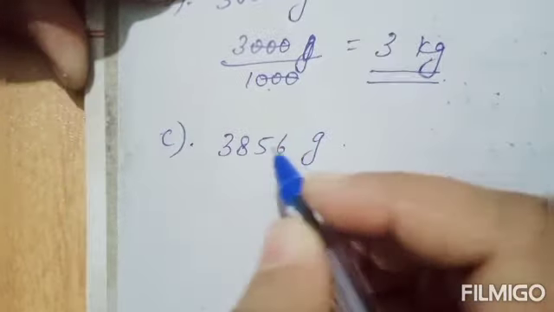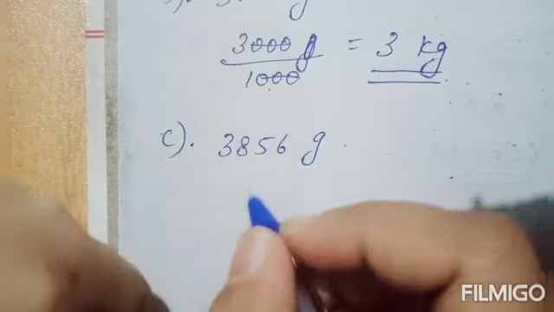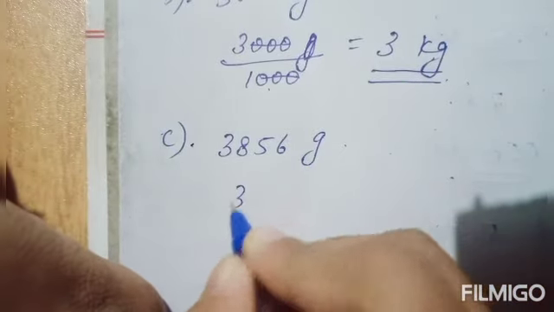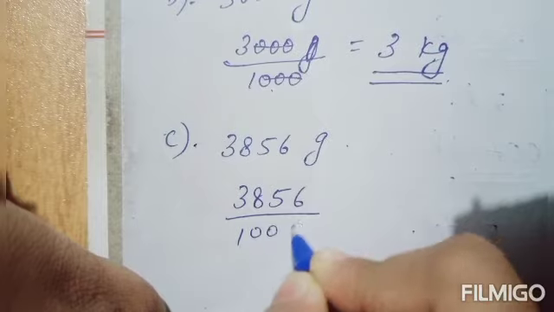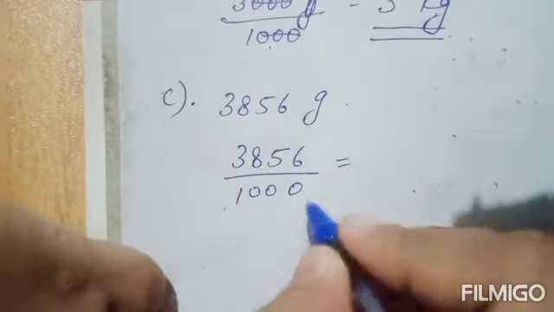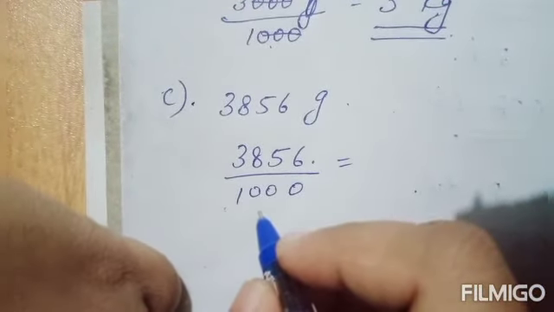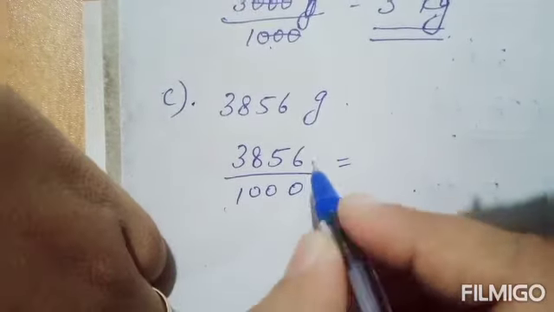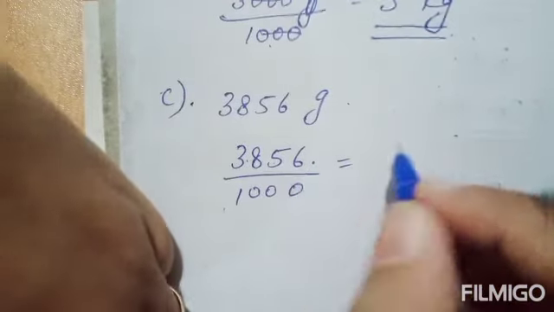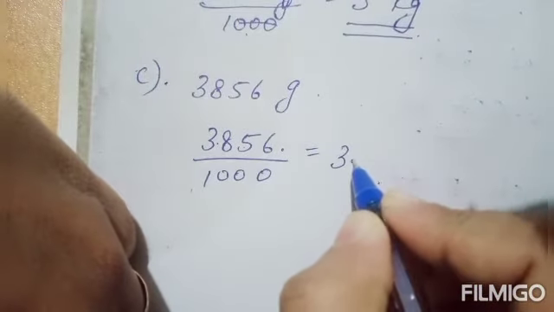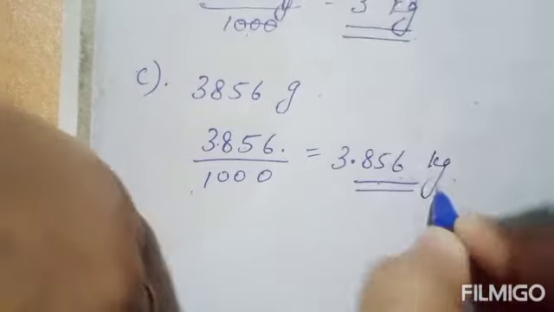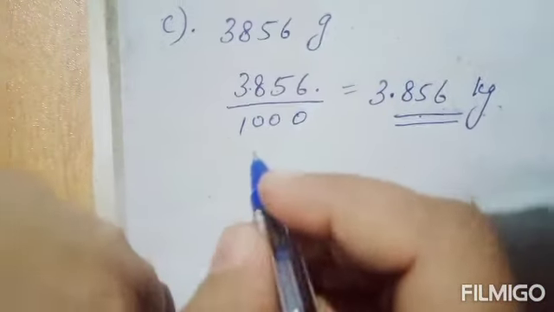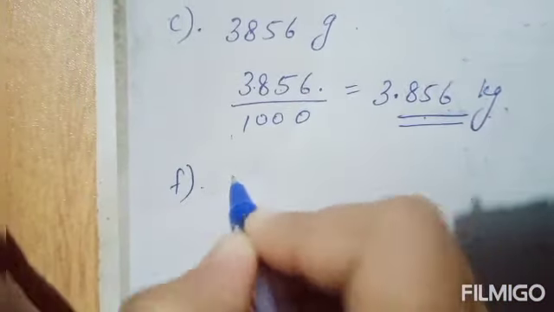3856 gram. In order to convert gram to kilogram, just divide by 1000. So 3856 divided by 1000. Division by 1000, decimal point will move 3 places to the left. So 1, 2, 3 here. You will get 3.856 kilogram. Okay. Next F.